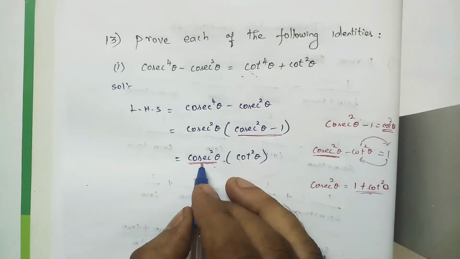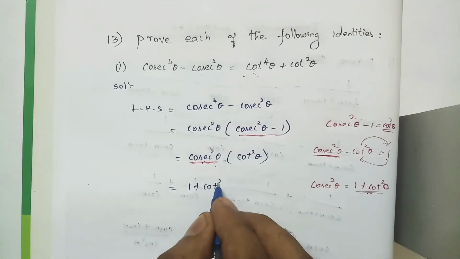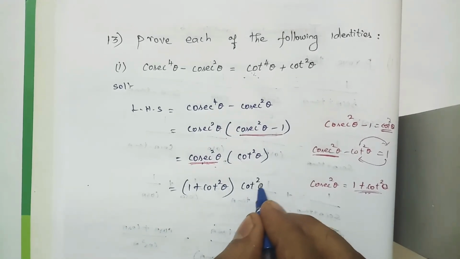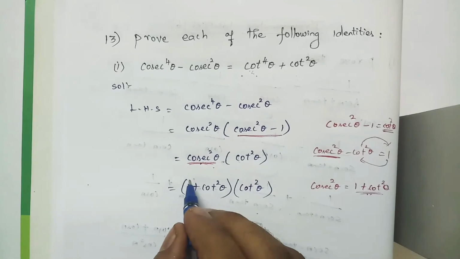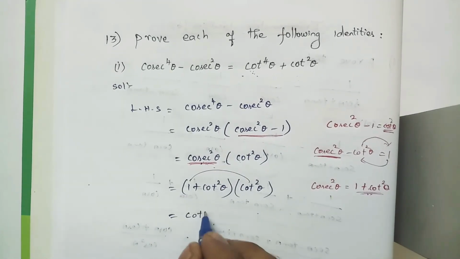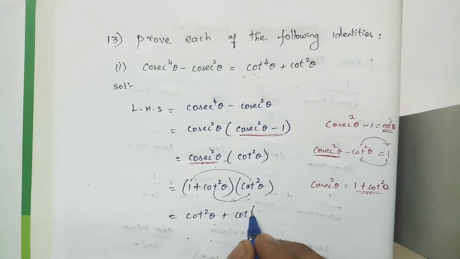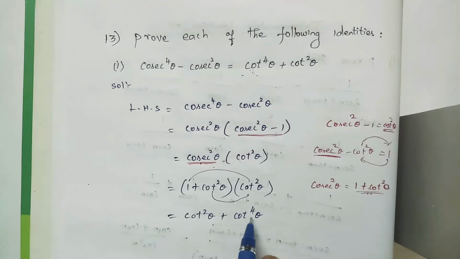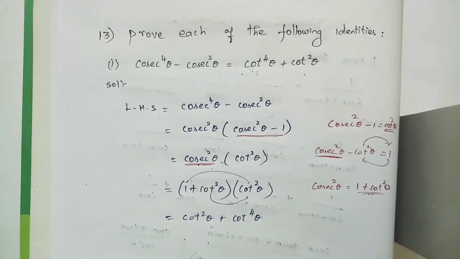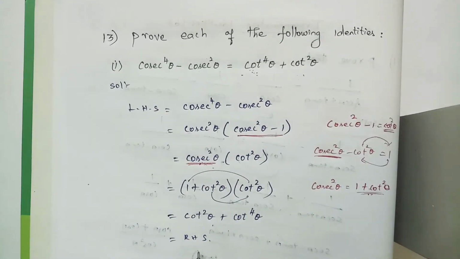So instead of this cosec square theta, you can write 1 plus cot square theta into the cot square theta already there. Now multiply cot square theta inside: 1 into cot square theta plus cot square theta into cot square theta, cot power 4 theta. See the RHS: cot power 4 theta plus cot square theta. We got it. It is equal to RHS. I took the LHS and I have brought it to the RHS, right?